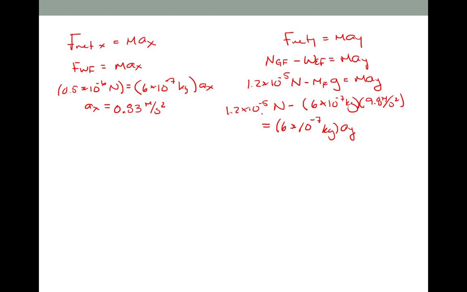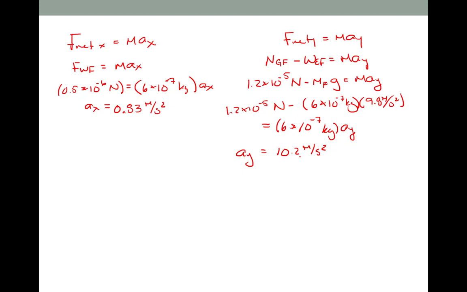Okay, so if you multiply 6 times 10 to the minus 7 kilograms times 9.8, subtract that number from 1.2 times 10 to the minus 5 newtons, and then divide the whole thing by 6 times 10 to the minus 7 kilograms, you get an acceleration of 10.2 meters per second squared in the vertical direction.